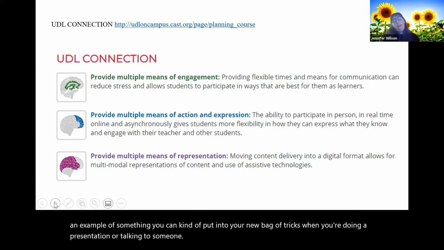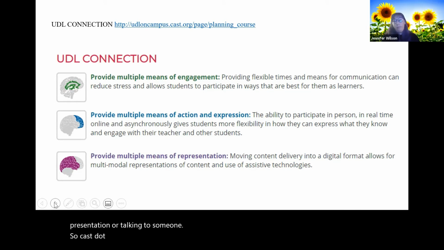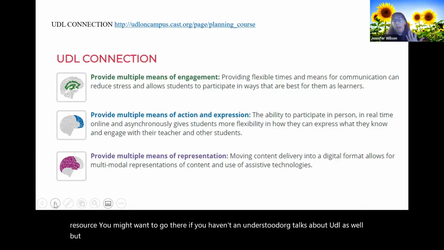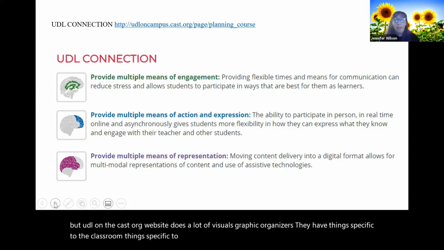So cast.org is a great resource. And I think it's Rosemary who's writing a paper on UDL. It's a great resource. You might want to go there if you haven't. And understood.org talks about UDL as well. But UDL on the cast.org website does a lot of visuals, graphic organizers. They have things specific to the classroom, things specific to colleges, but again, it can apply anywhere. You can take the word student out, instructor out, and type in human or individual, and it's going to apply the same.